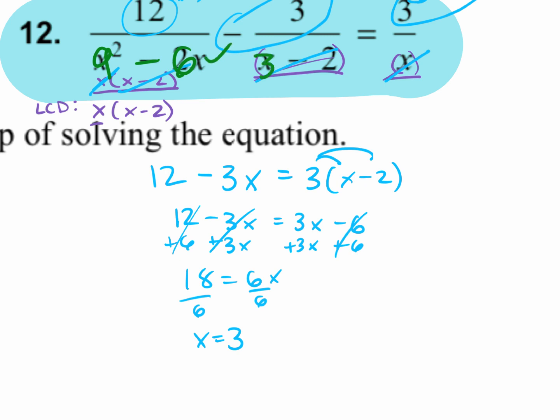3 minus 2, is that 0? Nope, we're good there. And 3, is that 0? Nope, so we're good there. So our answer is 3.